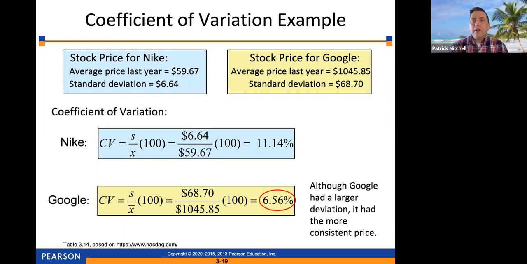And then for Google, the average stock price last year was $1,045.85. The standard deviation was $68.70. $68.70 as a percentage of $1,045.85 is only 6.56%. So although Google had the larger variation, right, $68.70 versus only $6.64, it still had the more consistent price because its standard deviation is smaller as a percentage of its mean.